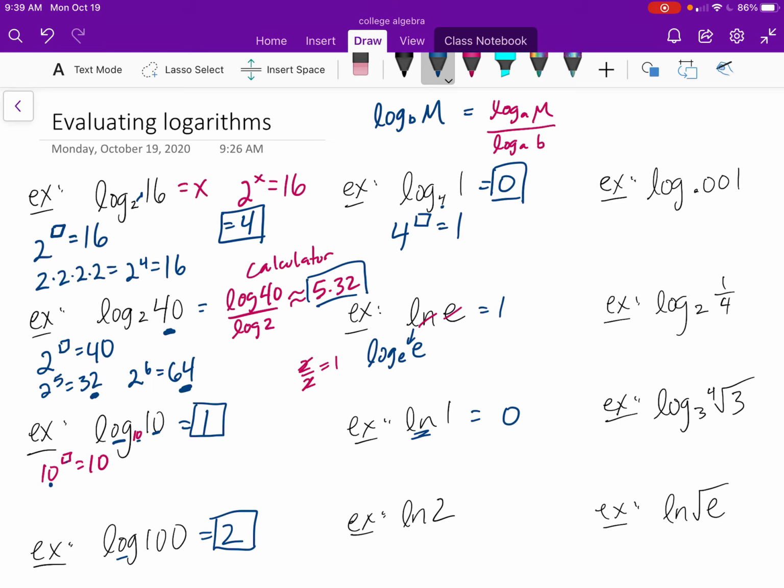ln 2. I don't know e to some power equals 2. I have no idea. I need a calculator. I wanted to do this one because, first off, ln is directly in your calculator, so it doesn't require the change of base formula. But if you did do the change of base, it would still work. Just know that since your base is not written, it's ln. We don't need to write an e there. It's automatically e. But anyways, plug that in your calculator. Verify that you get about 0.6931, so we'll just say about 0.69.